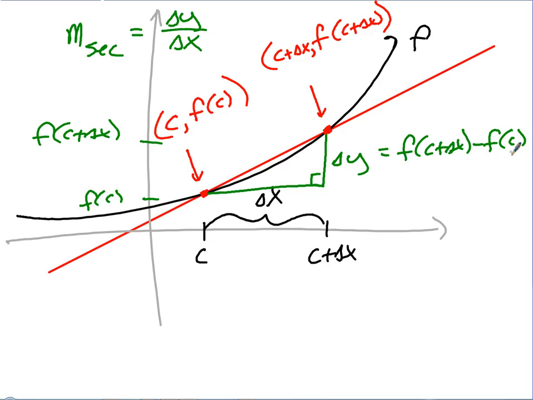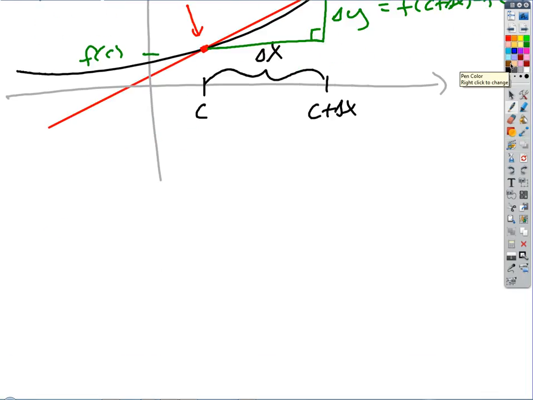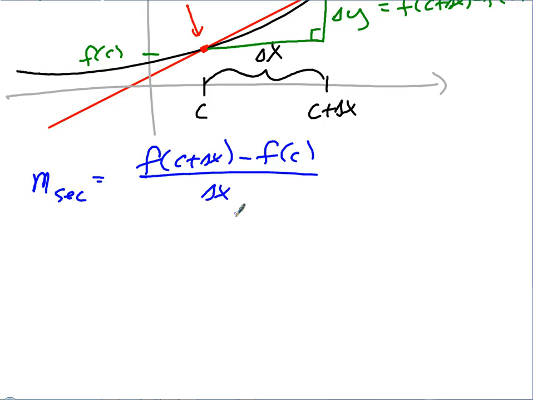And so then the slope of the secant line, we'll go down here, we could write a little more precisely as f of c plus delta x minus f of c over delta x, right? Okay. And what that's giving us, by the way, is what's called an average rate of change.